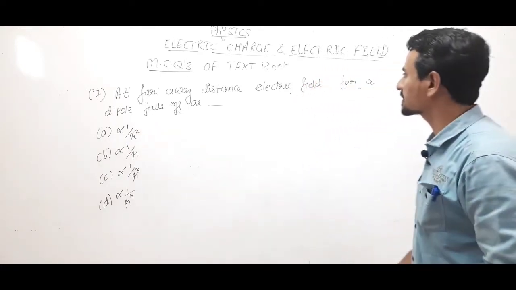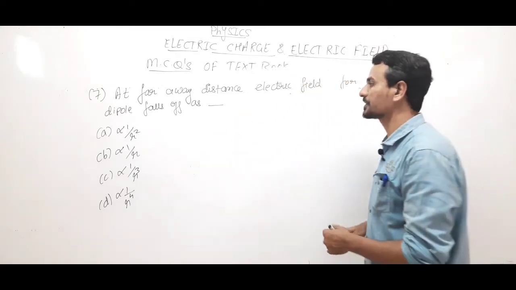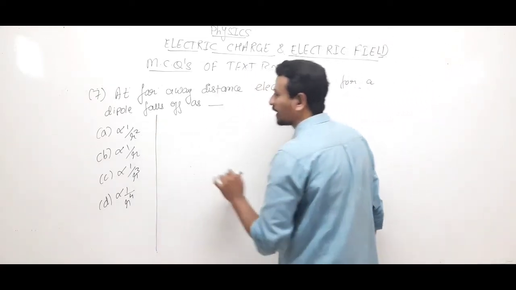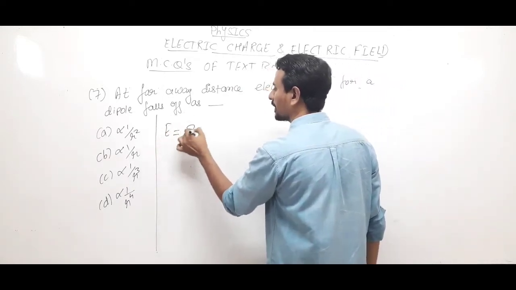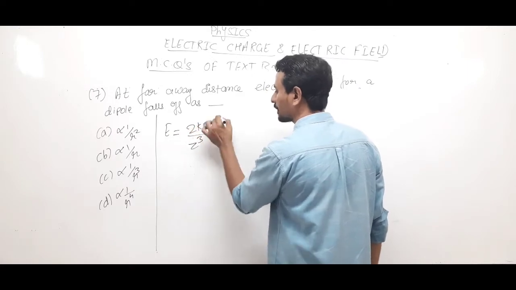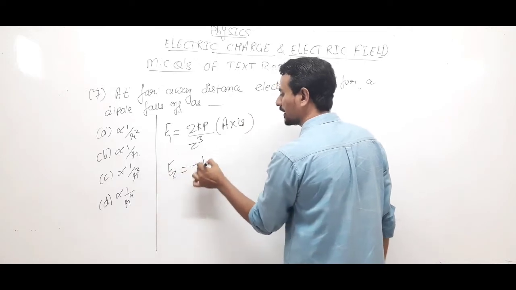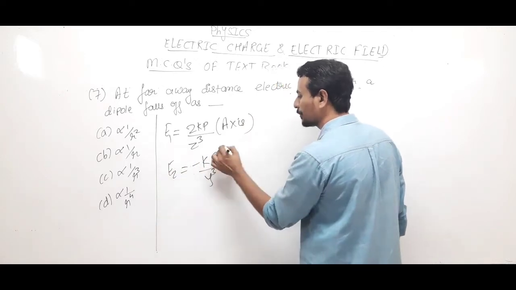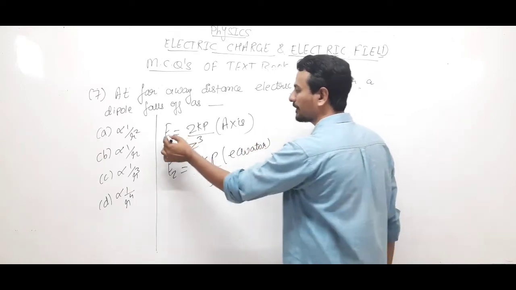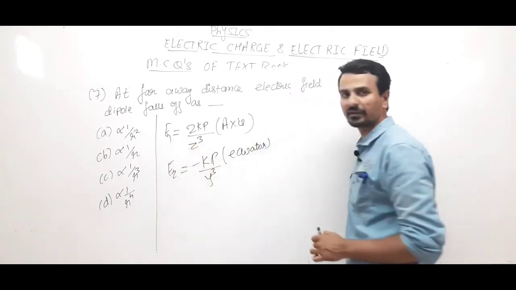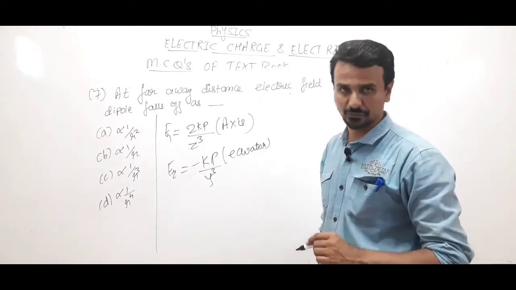Okay, seventh one. At far away distance, electric field for a dipole falls off as, okay, this was again the question asked in the board exam. So electric field at far away distance is 2kp/z³ along the axis, right? And electric field along the equator is minus kp/y³. So in both the cases, you can see that electric field is inversely proportional to cube of the distance. It is inversely proportional to cube of the distance and not as 1/r².